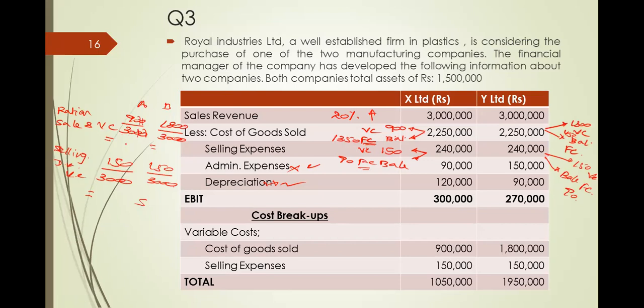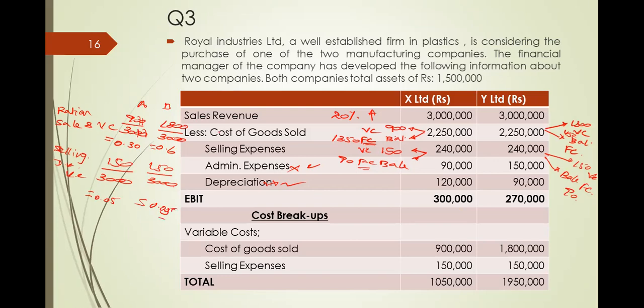30% and 60%. A, 9 divided by 30. That means 0.3. That means from sales 30%. Then here 18 divided by 30. That means 0.6 here. Okay. Then selling and distribution 150 divided by 3000, 0.05. Here also 0.05. Now let's do.